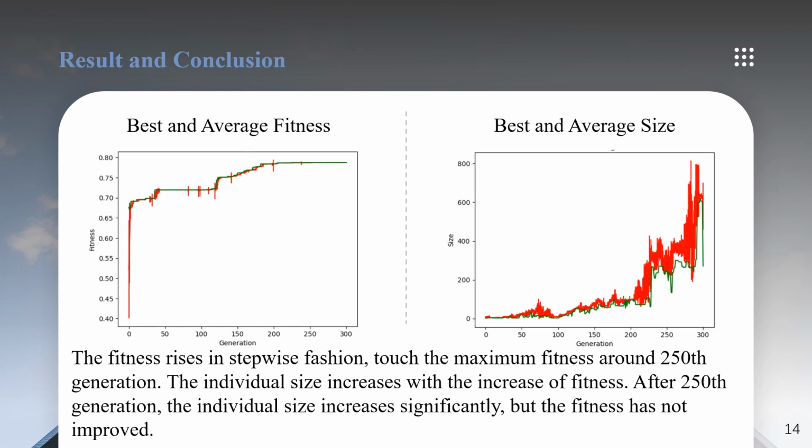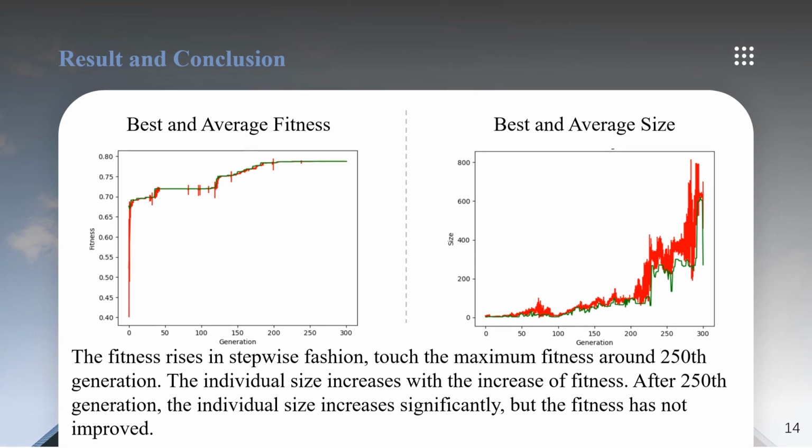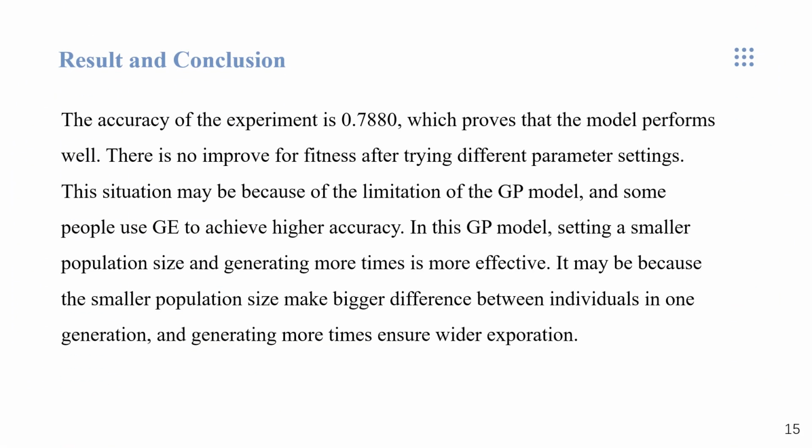From these two charts, the fitness rises in a stepwise fashion and touches the maximal fitness around the 215th generation. The individual size increases with the increase of fitness. After the 215th generation, the individual size increased significantly, but the fitness has not improved. The accuracy of the experiment is 0.7880, which proves that the model performs well.